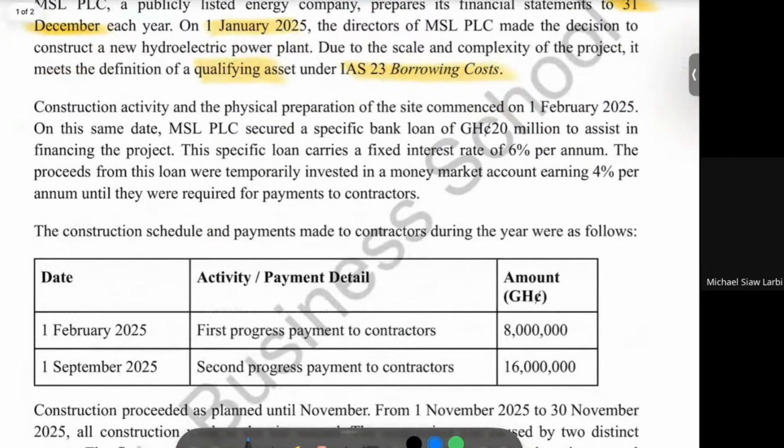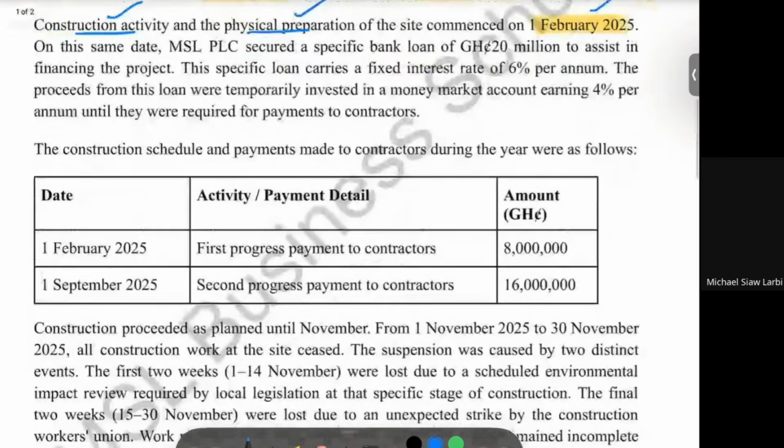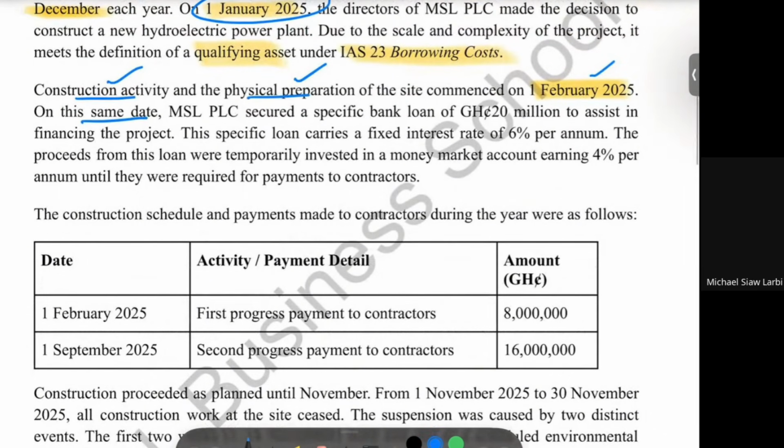So construction activity and the physical preparation of the site commenced on 1st February. So take note. They decided on 1st January to do the construction, but it wasn't until 1st of February that construction and physical preparation started. Very important date, right? On that same date, 1st February, MSL PLC secured a specific bank loan of 20 million to assist in financing the project.